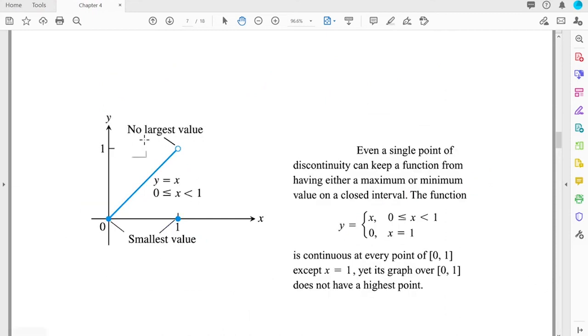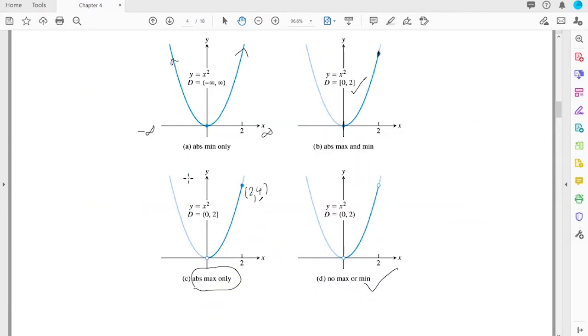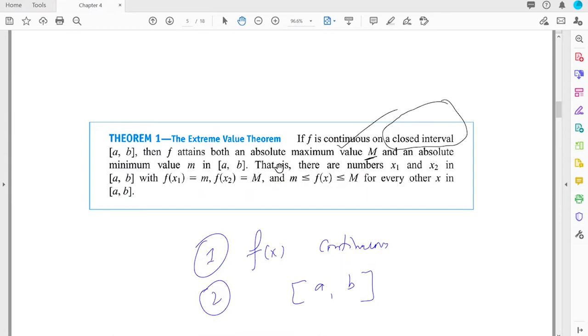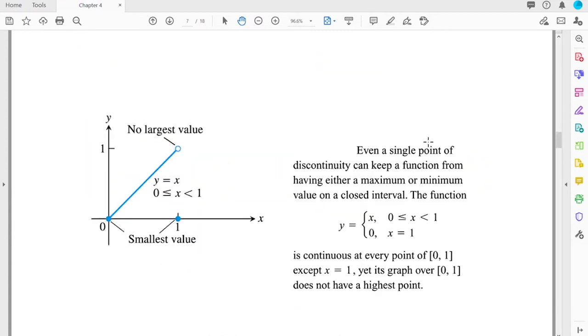So let's see one more example here. This function is defined from 0 to 1, but the value of the function at 1 is 0 itself. So this function is actually not continuous because you see the break here. If there is a break, then it is not continuous. So this function does not have an absolute maximum value because it does not satisfy the condition of the extreme value theorem. To have both an absolute maximum and minimum value available, the function should be continuous and defined on a closed interval. But here this function is not continuous.